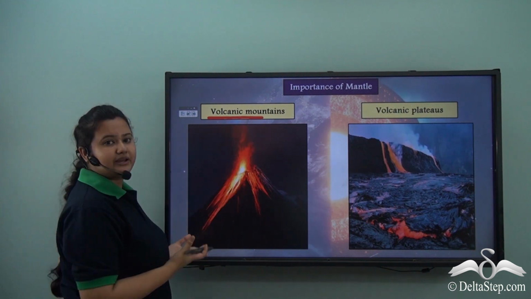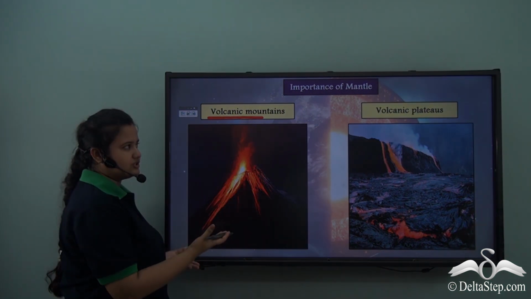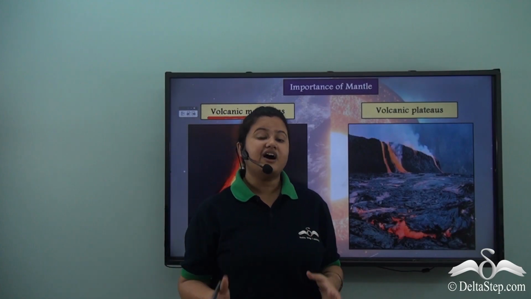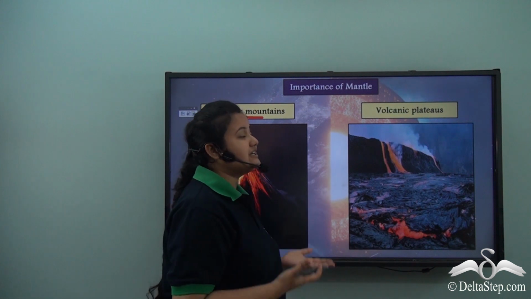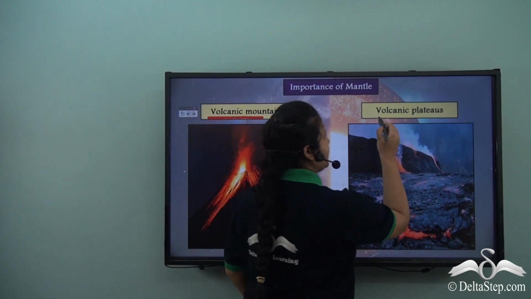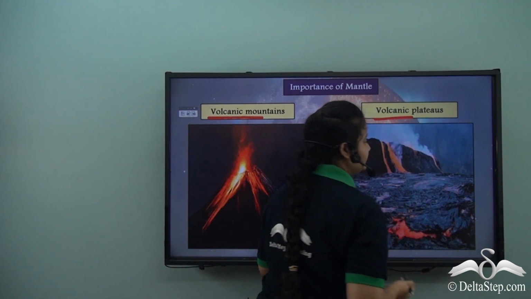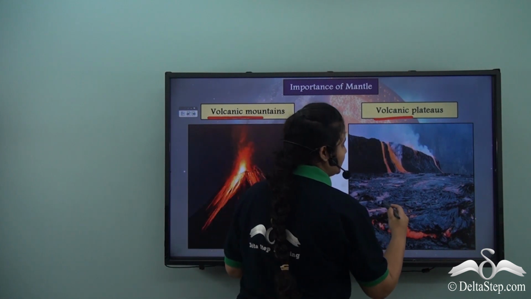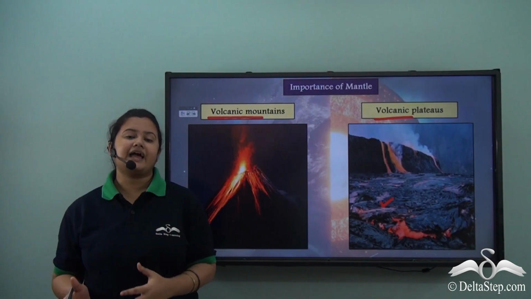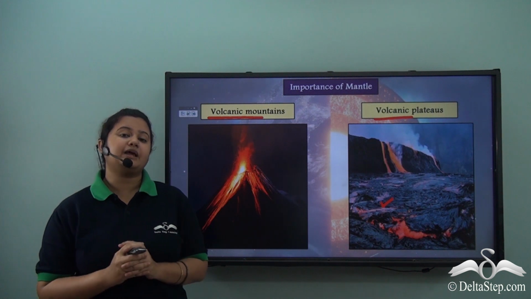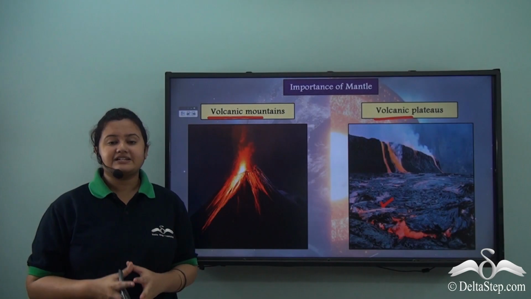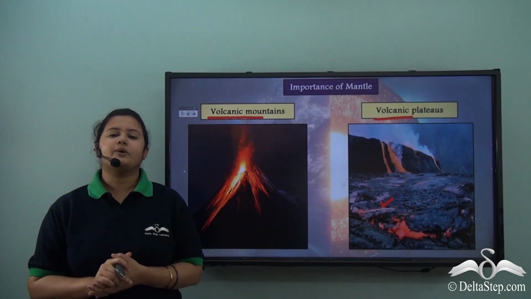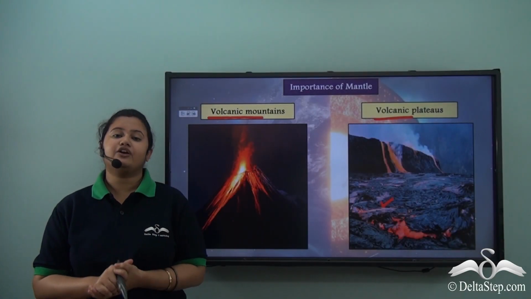Here we have a picture of a volcanic mountain. And also sometimes lava gradually cools down over a vast area, leading to the formation of volcanic plateaus. So here we have a picture of a volcanic plateau. So volcanic mountains and volcanic plateaus are landforms that are caused due to activities within the mantle. So mantle is an important layer of the earth.